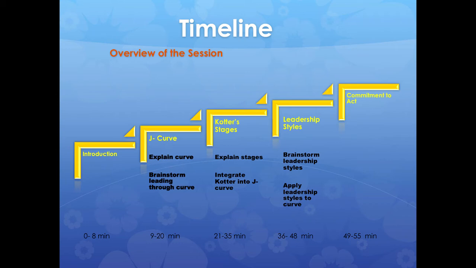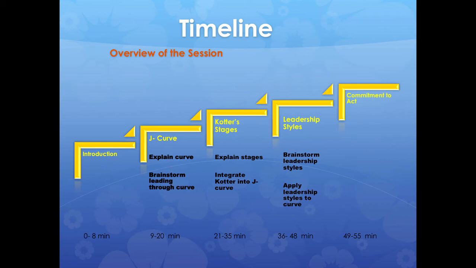Following that, we'll break into small groups and then start with, again, this is the J curve, introduce Kotter's stages, and hopefully they would have read that article the day before, and then use that period in the small groups to describe Kotter stages and then start applying those 8 stages to the J curve.